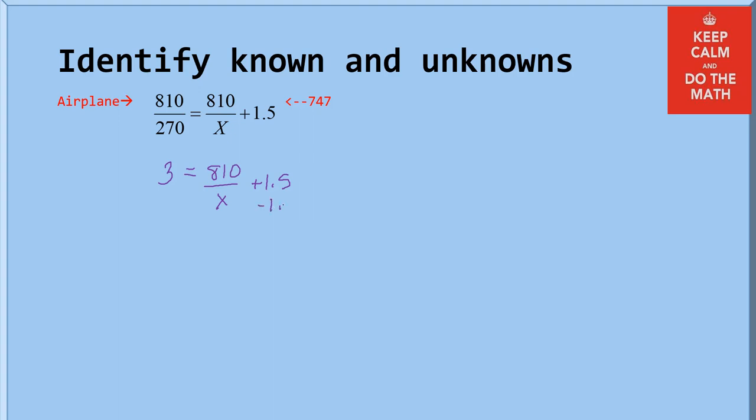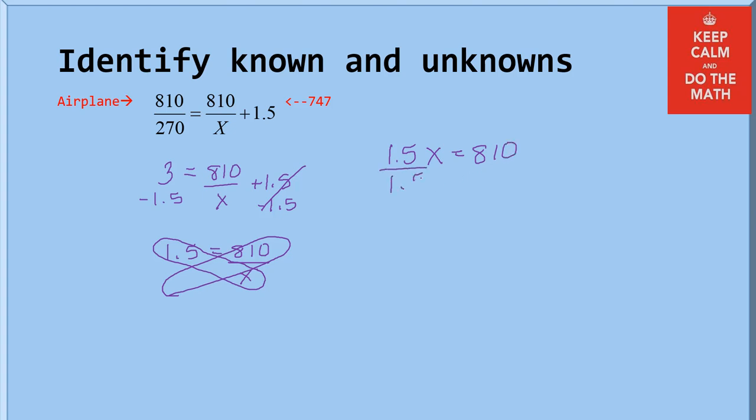So nicely I can just subtract 1.5 from both sides. So now I have 3 minus 1.5. So we now have 1.5 is equal to 810 over x. Now I'm going to cross multiply. And I'm going to get 1.5x is equal to 810. Now I'm going to divide both sides by 1.5. And so my speed is going to be x is equal to 540 miles per hour. And that's the speed of the 747.